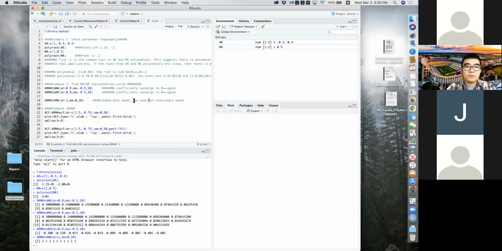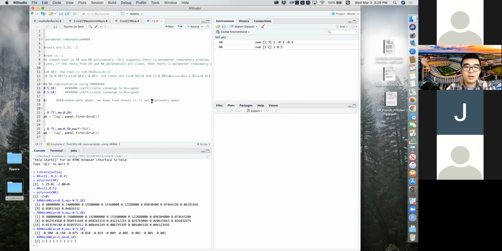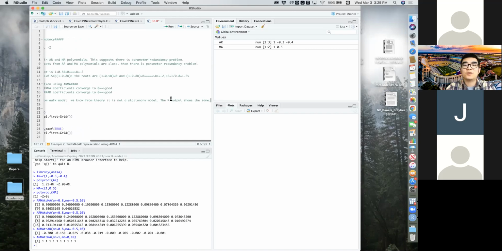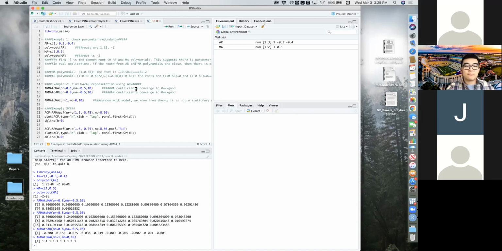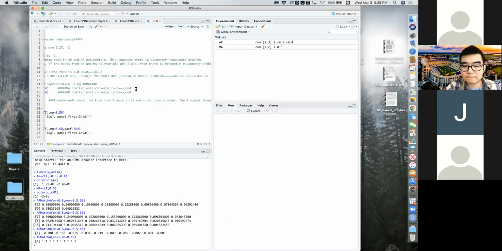So we know, just 1 second, please. So we know from theory it is not a stationary model. The R output shows the same. Okay, so what is your question? So for the beginning, we just need to show that it converges to 0 to conclude that it sums to less than 1.